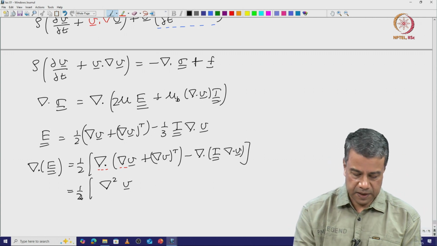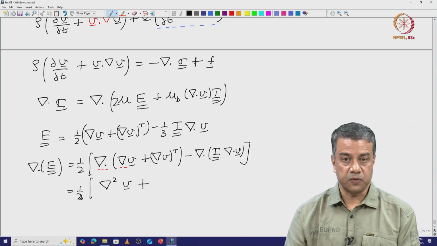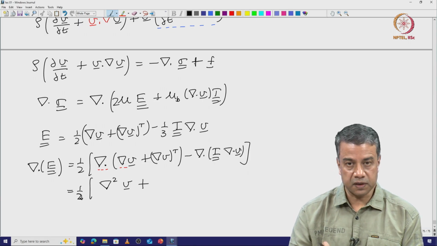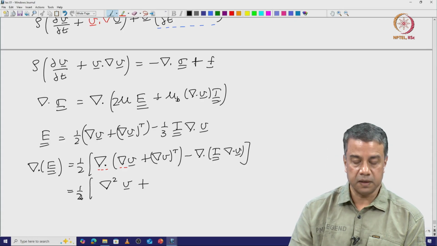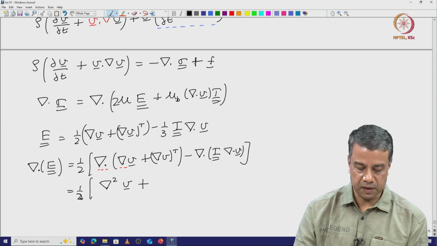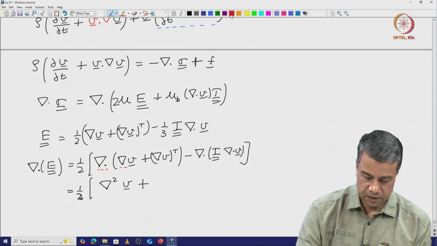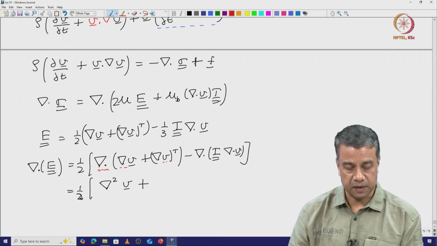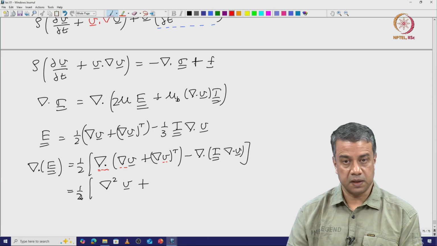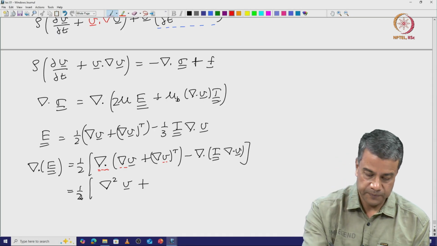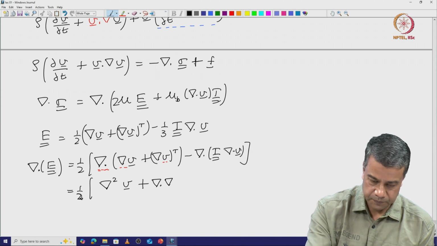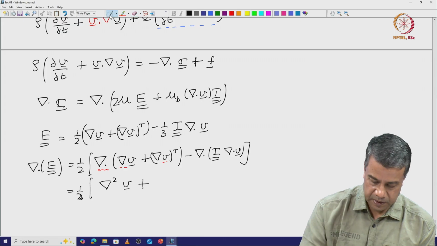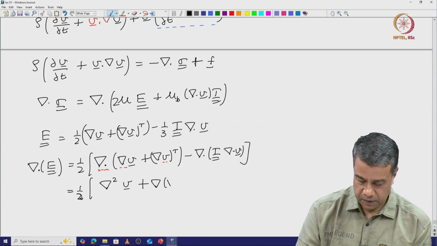For the second term, I take the transpose, the divergence acting on the transpose of the velocity gradient. That means that the divergence operator is acting on the velocity vector, not on the gradient vector. The dot product is between this gradient and this velocity, because it is acting on the transpose, with rows and columns interchanged. So, this becomes del dot gradient of del dot V.